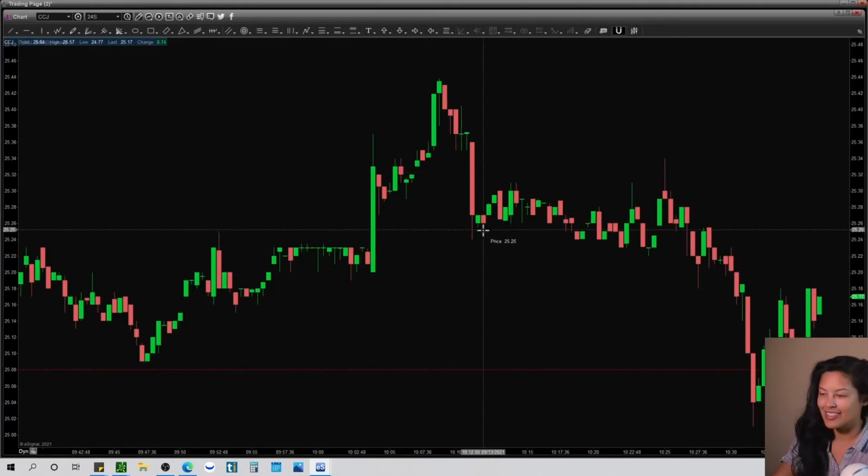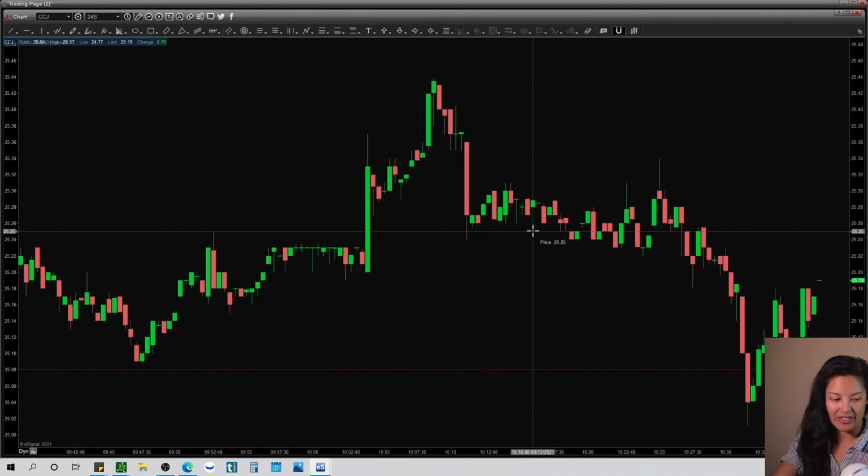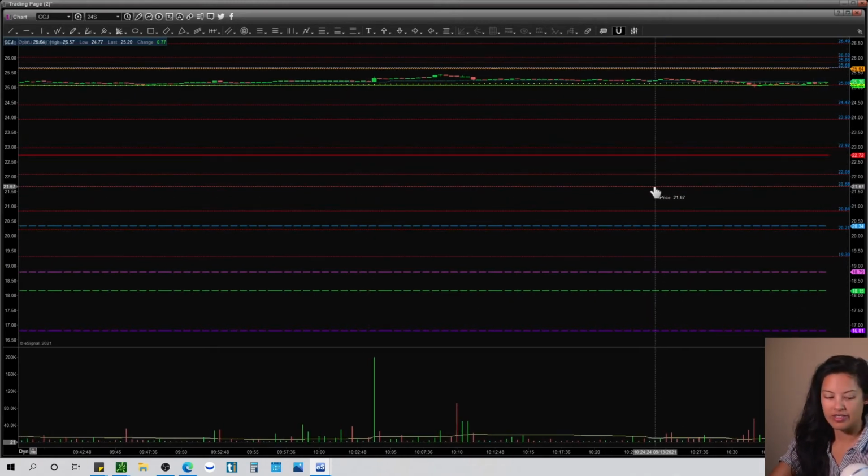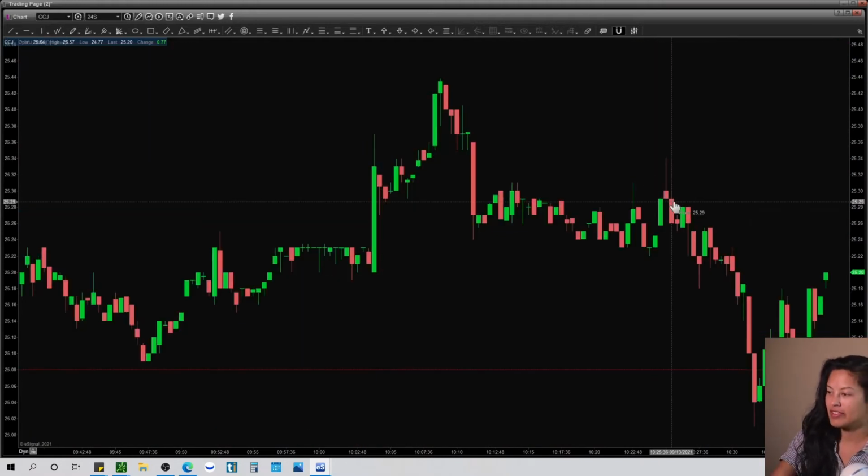I have a hotkey set up, so I can just hit Shift 2 and it'll plot my indicators that I want to use for the 24-second chart. Let me just get rid of my pivots real quick and then drop this back on.